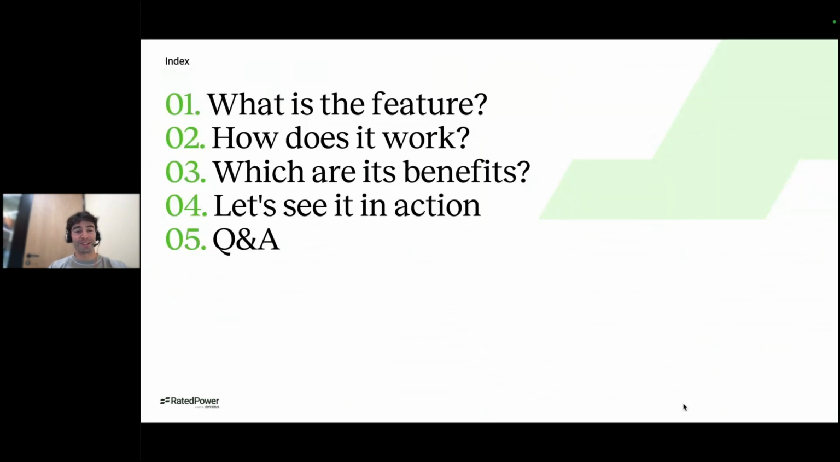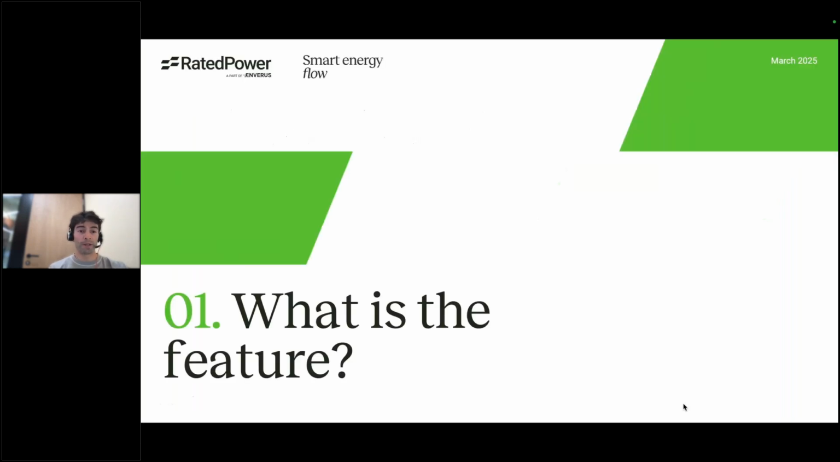Well, let's get right into it. So today we'll be reviewing, as I said, the BESS arbitrage feature. We'll be seeing what the feature is about, how it works, and what its benefits are. We'll do a quick demo and Q&A session at the end. So let's start. What is the feature about?